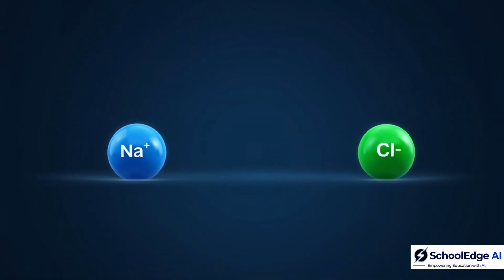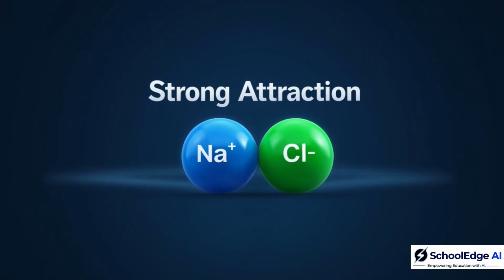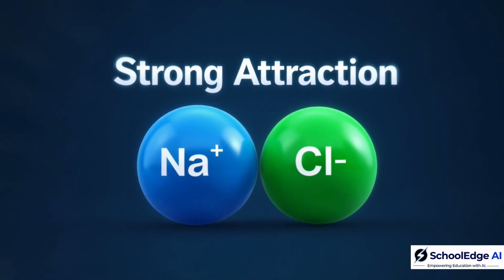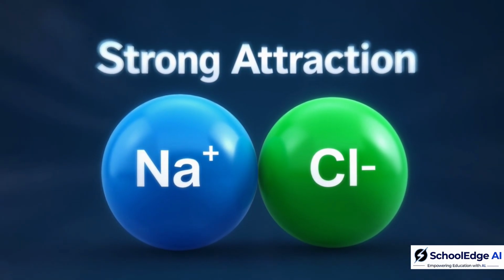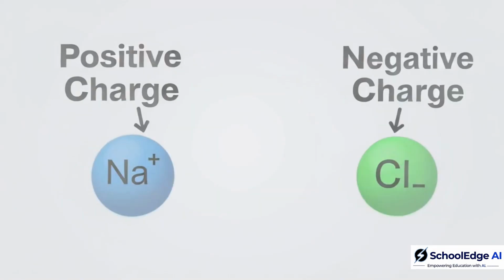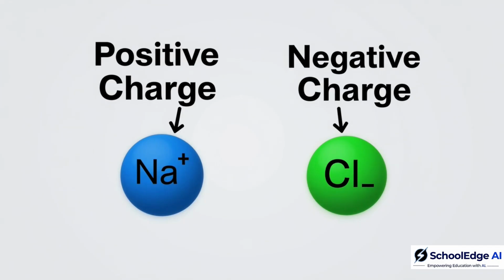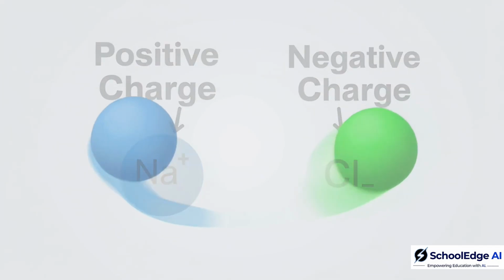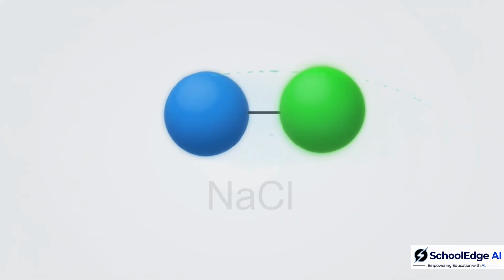They attract each other and they stay together. This attraction is very strong. But what do we call these charged particles? One particle is positive. The other is negative. What happens when opposite charges meet? You may already know the answer.